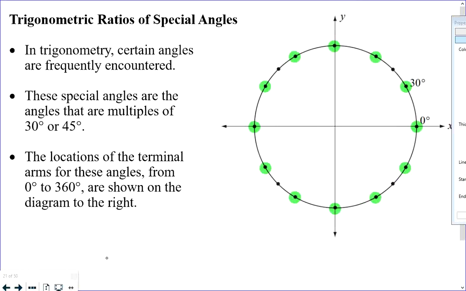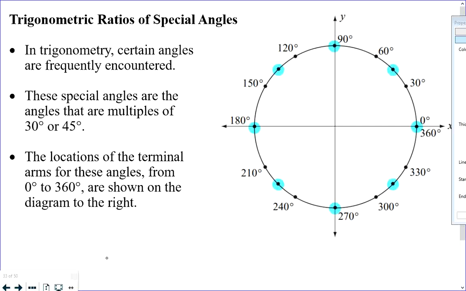So this is 30, the next one is 2 times 30, the next one is 3 times 30, 4 times 30, 5 times 30, 6 times 30, 7 times. We're just adding 30 degrees each time. And these are very important positions for you to be able to locate. Okay? 240, 270, 300, 330. What about these ones? And we're back to 360.